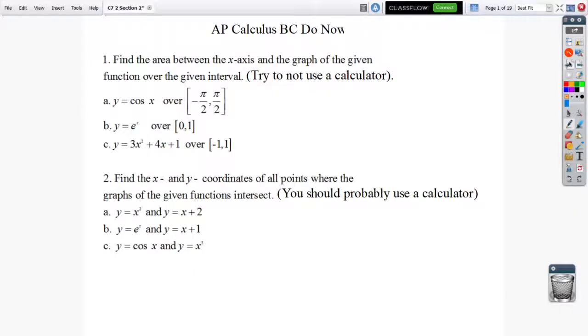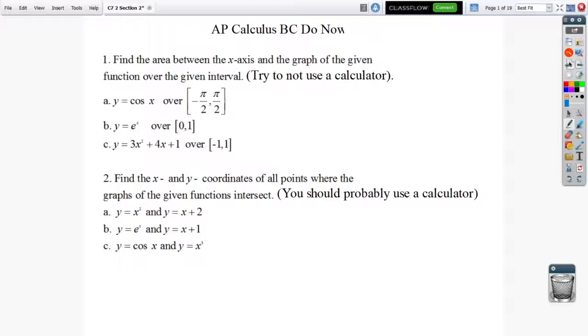Or we could find the zeros in the interval and subdivide our function into different intervals to find the total area. Because when we're talking about actual area, negative area is not a thing. It is just a concept when we are applying integrals.